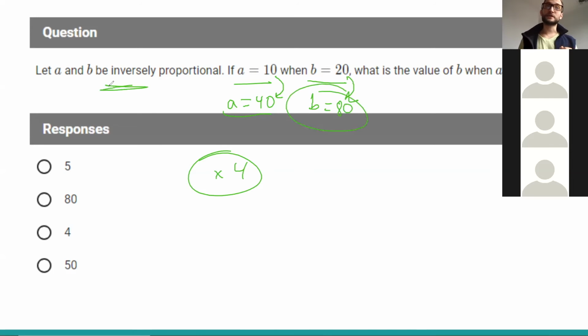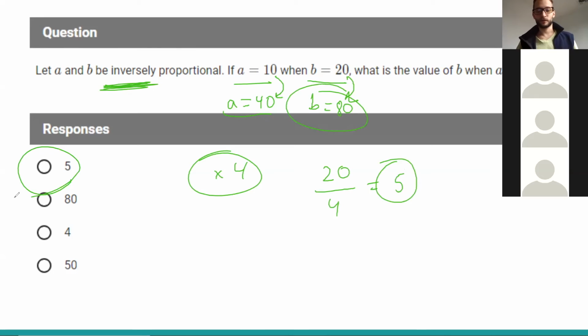However, in this case, they're inversely proportional. So instead of multiplying by 4, you're going to divide by 4. So you're going to take 20, divide it by 4, and you get 5. So our answer here is A. All right, so that's how we do that question right there.